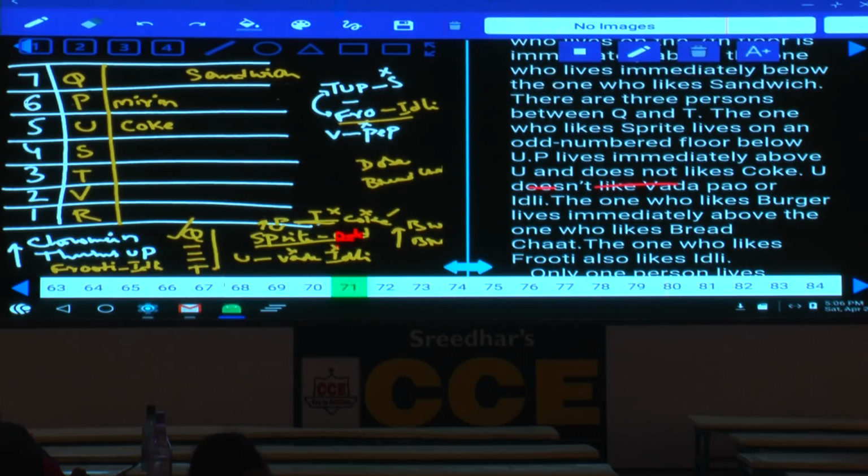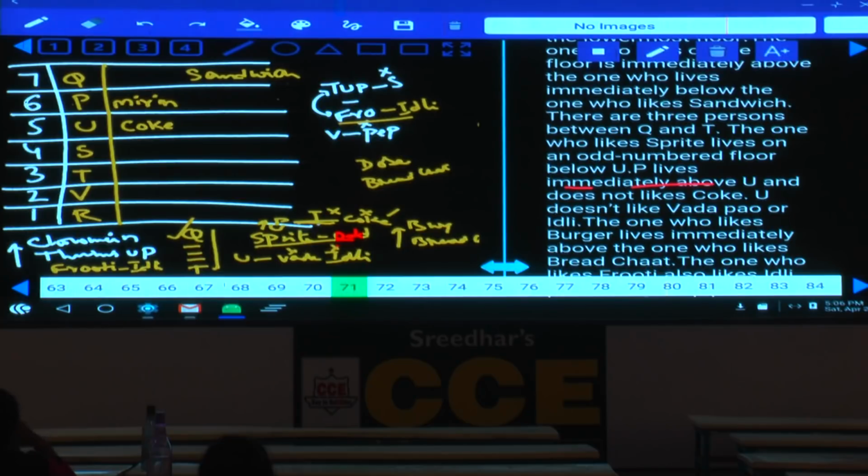And how many possibilities do we have? Either 4 and 2 or 3 and 1, isn't it? Thumbs up and fruity, there must be exactly one between them. Now it's a thumbs up, and if you observe here, how many are immediately above this thumbs up? And this is fruity and idli; chow mein is immediately above this thumbs up.